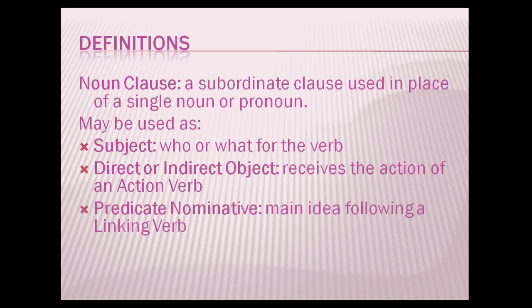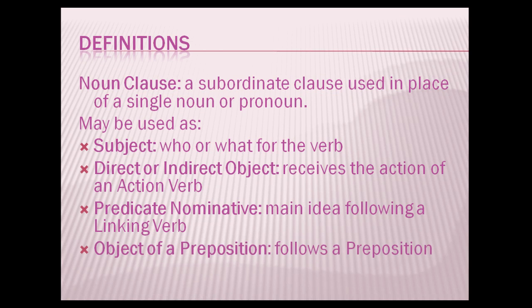A noun clause may be a predicate nominative, which is the main idea following a linking verb. Those are among the trickiest ones to spot. Or the object of a preposition, where a noun clause follows a preposition and finishes that thought.